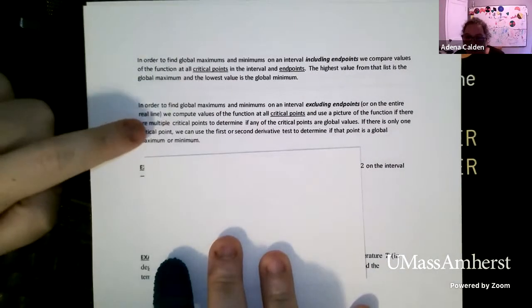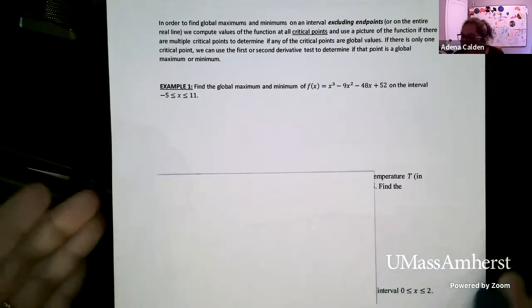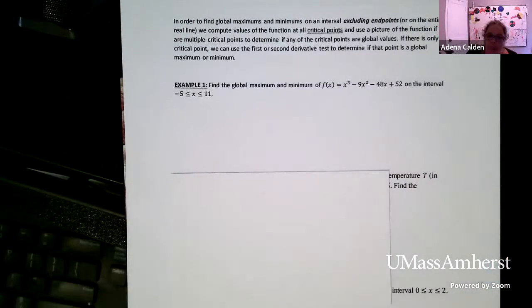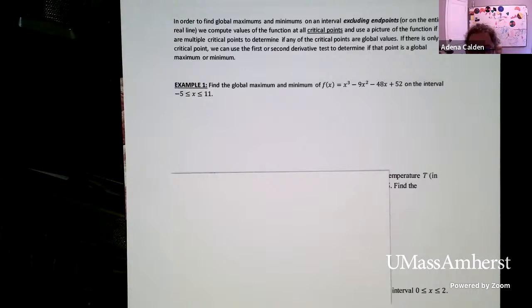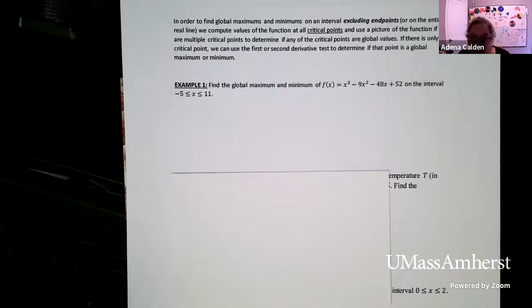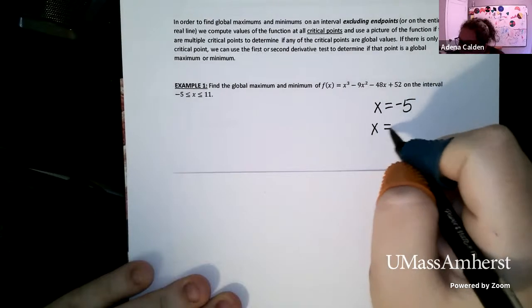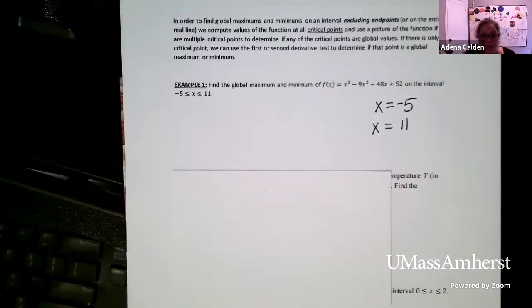We'll come back to the definition of what to do without endpoints later, but let's talk about what this looks like in practice. This is what a common problem is going to look like. Find the global maximum and minimum of the function x cubed minus 9x squared minus 48x plus 52 on the interval -5 to 11. When you have this interval, those are your endpoints. So the process is that we make a list of critical points and endpoints. The endpoints are given in the problem, so they're -5 and 11. We can just write those down to start with. However, we don't have the critical points yet.